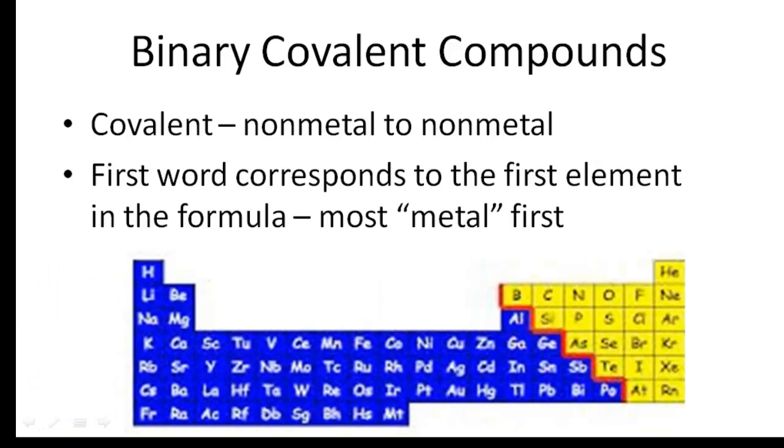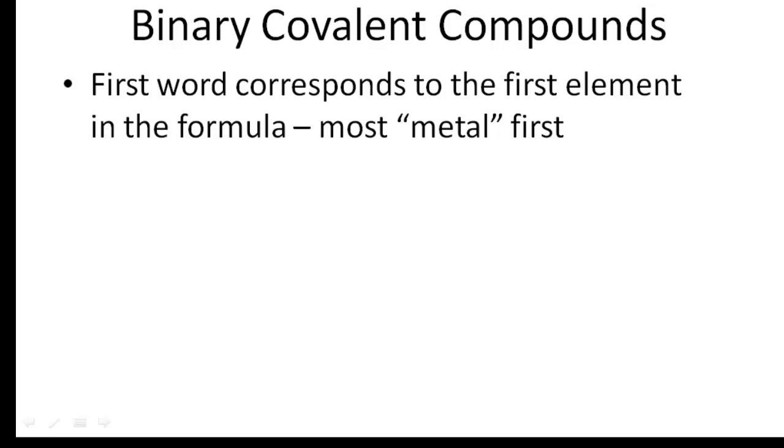Look at your periodic table. Which one is more toward the metal area? If we had carbon and oxygen together, we would put carbon first. If we had nitrogen and fluorine together, which one would come first? The one toward the metal end, which would be nitrogen. Fluorine would come second. So the first word corresponds to the first element in the formula, the most metallic one.